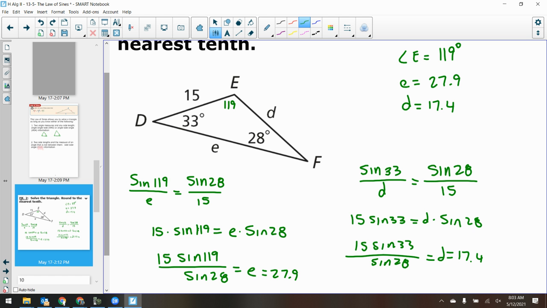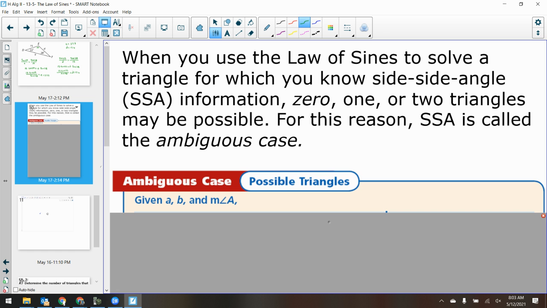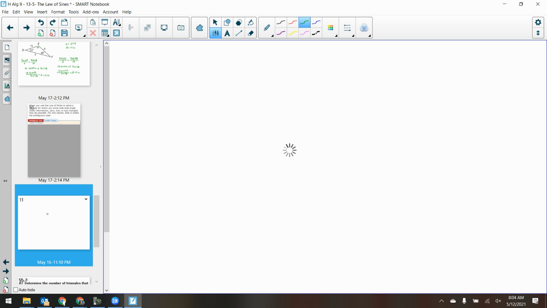Okay, so let's talk about this idea of, oh, I still have it prepped. Please tell me this is still going to work. Yeah, let's go. Let's talk about this thing that I call the ambiguous case.